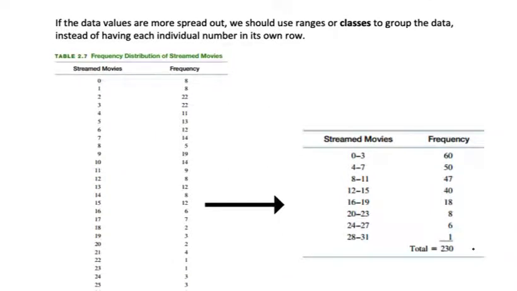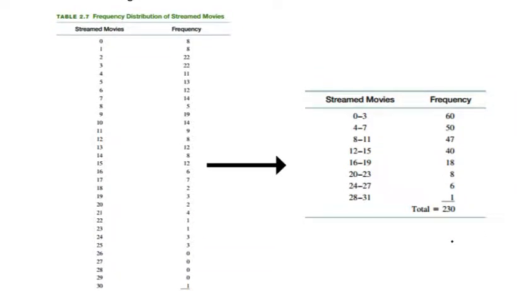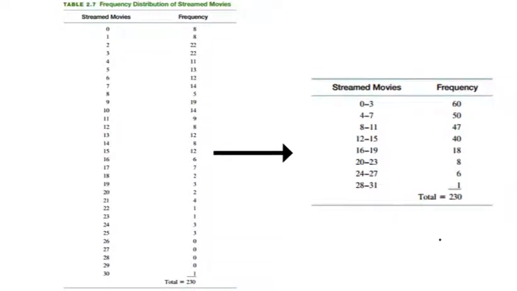Sometimes our data values will be more spread out, and so it makes more sense to use a range, or we call it a class, to group the data, instead of each individual number having its own row. So in this example, table 2.7 shows the frequency distribution of streamed movies. So number of movies streamed in 1 month in Netflix. So for example, 12 people streamed 15 movies in that month. Now, there are a lot of numbers in this table, and so a way to make it a little bit easier to read is to use ranges.